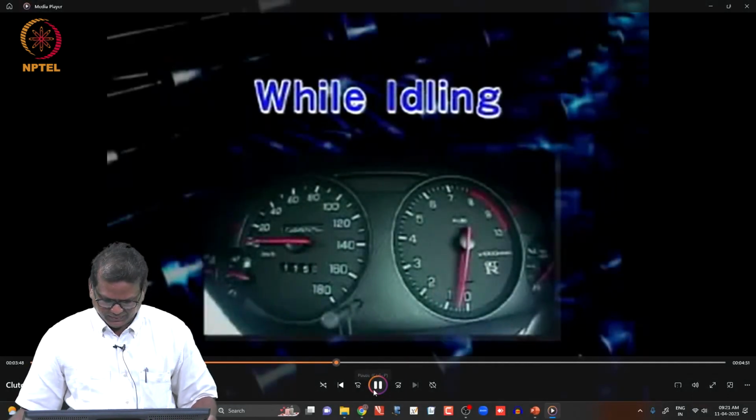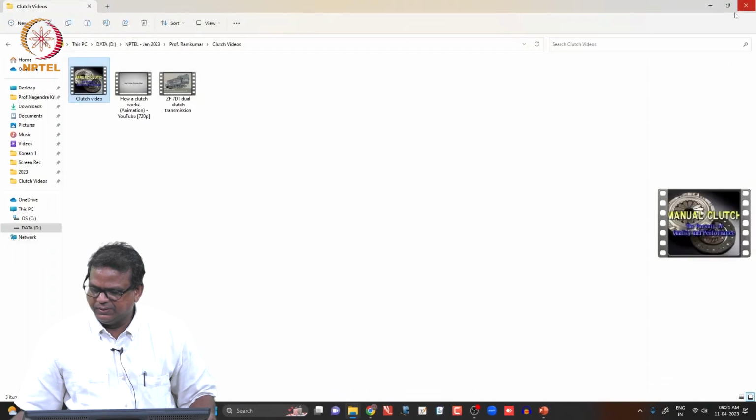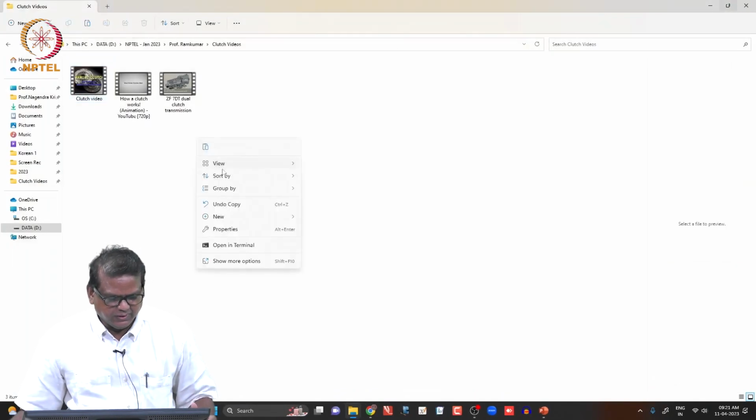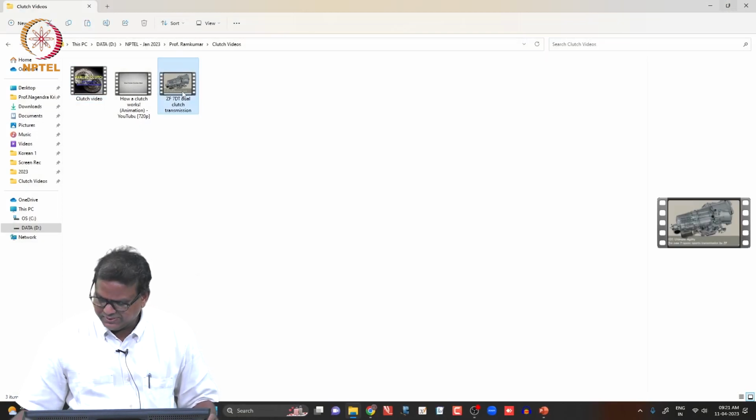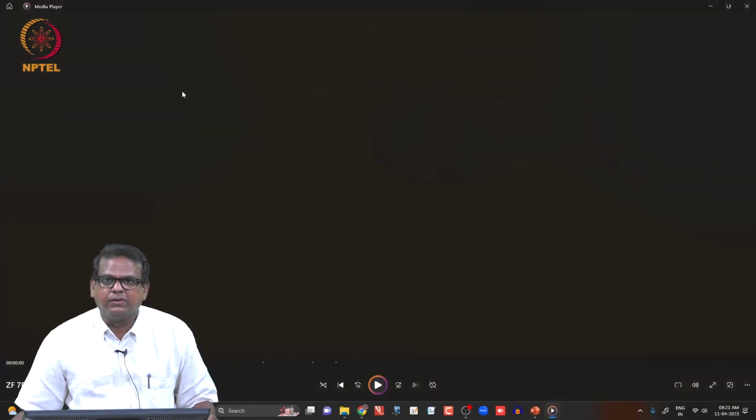That's about that. It gives some information about how a clutch works, and also this is the recent advancement in the clutch system, which is called a dual clutch system.